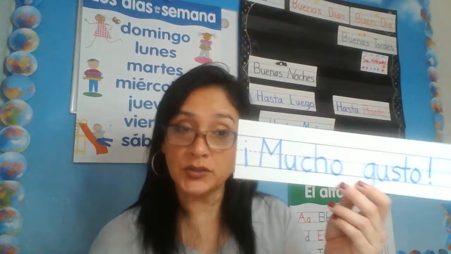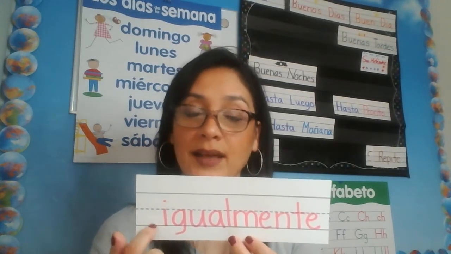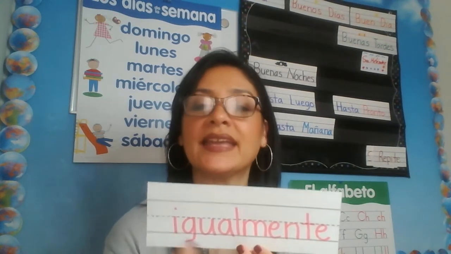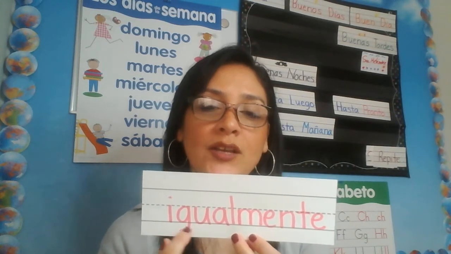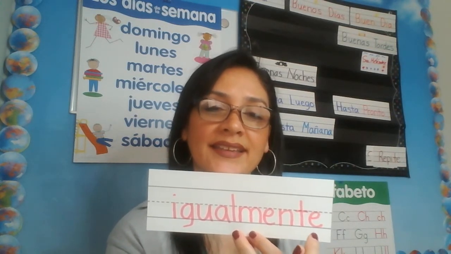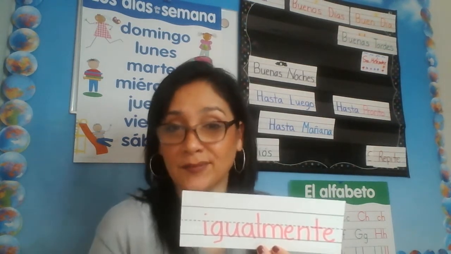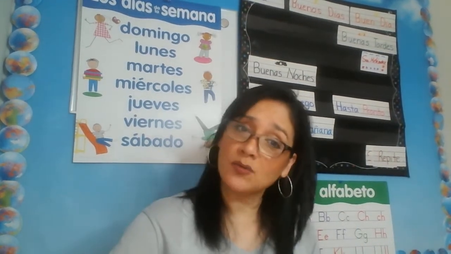Muy bien. Now, one person can say mucho gusto, nice to meet you, and the other person can say this word right here. I'm going to say it slow. It's a big one. Igualmente. Repite, igualmente. Igualmente. That just means same. So, if someone says mucho gusto to you, you can say igualmente, meaning same, like back to you, same thing.